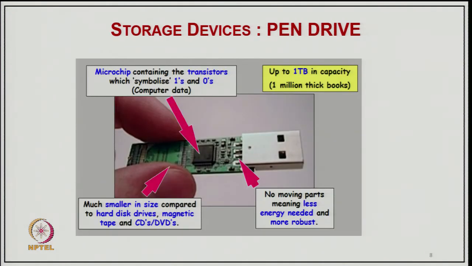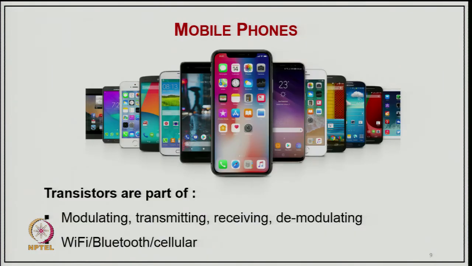Then we have of course storage devices like a pen drive or hard disk, a microchip containing the transistors, which store 1s or 0s of computer data and up to 1 TB capacity. You can accommodate something like 1 million thick books on this hard disk, and with no moving parts, less energy is needed and it is more robust. It is also much smaller in size compared to a hard disk drive, magnetic tape, and CD or DVD. So here we have a memory, all built with BJT, or mobile phones.